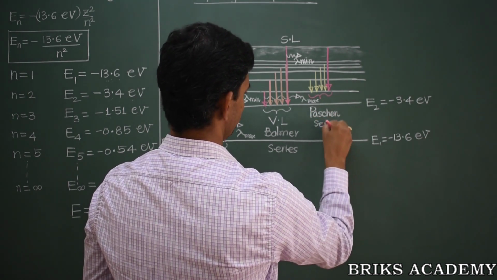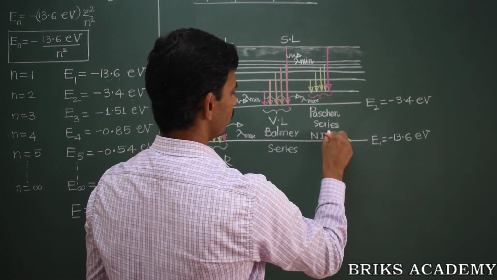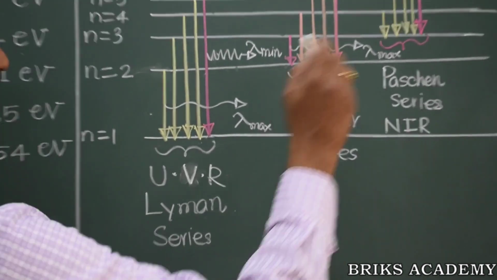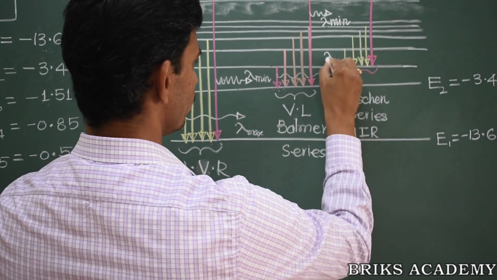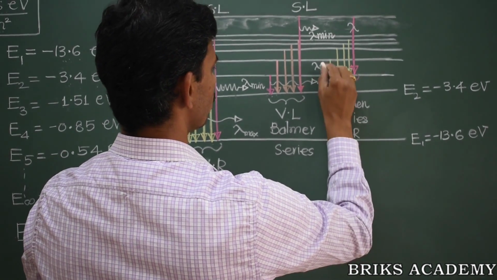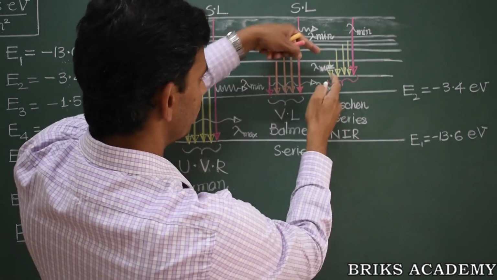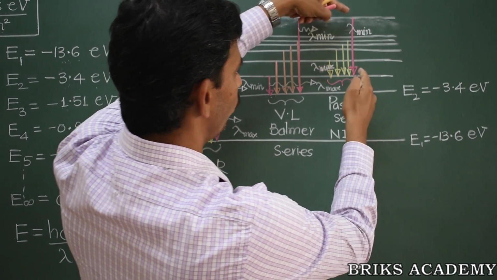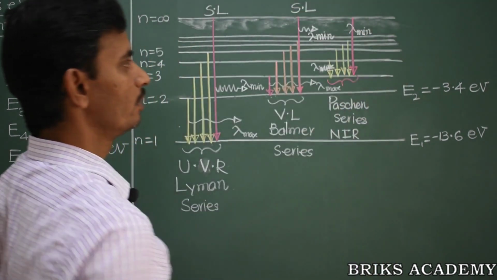Paschen series. The radiation emitted is in near infrared radiation. Once again, the smallest transition will give you minimum wavelength. So we can say this is lambda minimum, whereas this one is called lambda maximum. The smallest transition, the smallest energy difference, will emit maximum wavelength, whereas the biggest transition, meaning the biggest energy difference, will give you minimum wavelength.